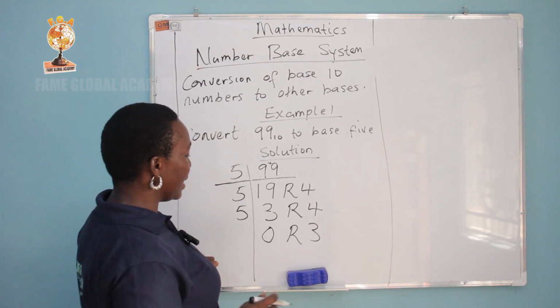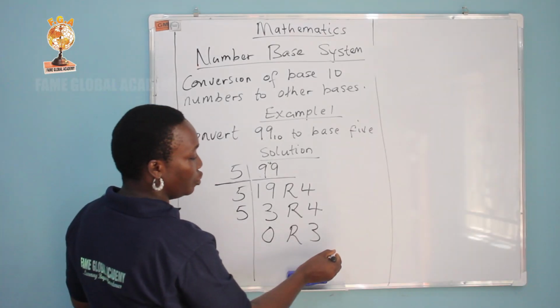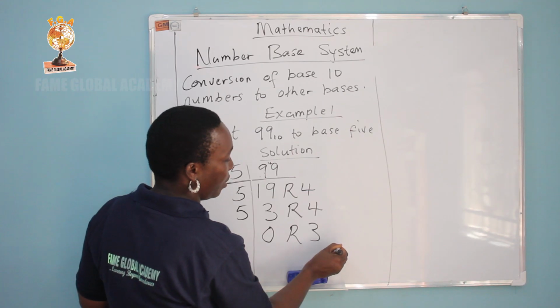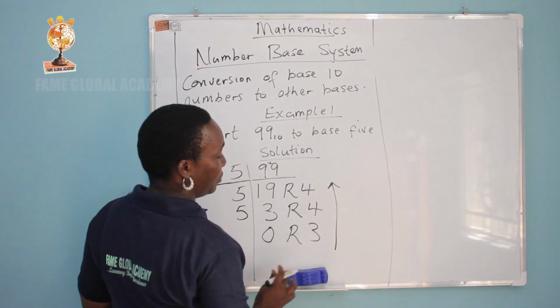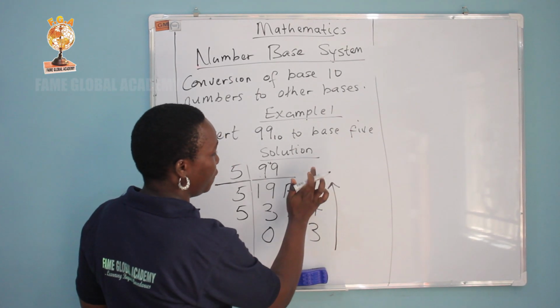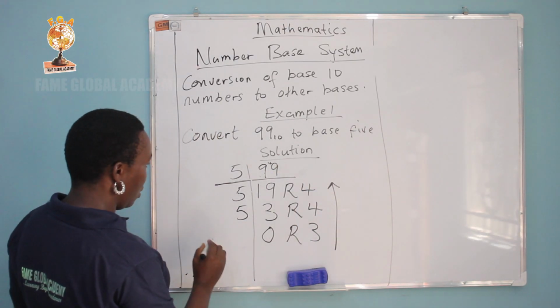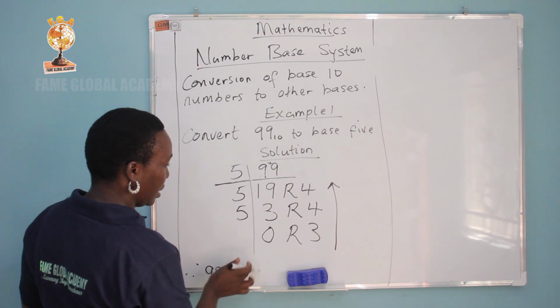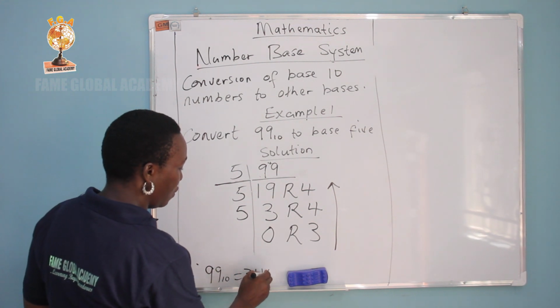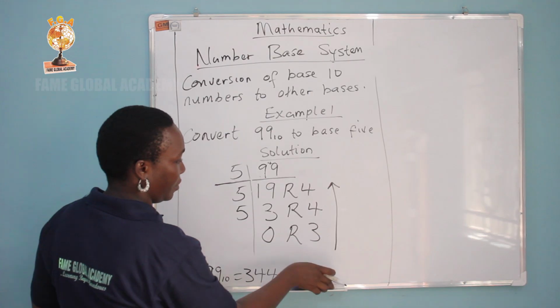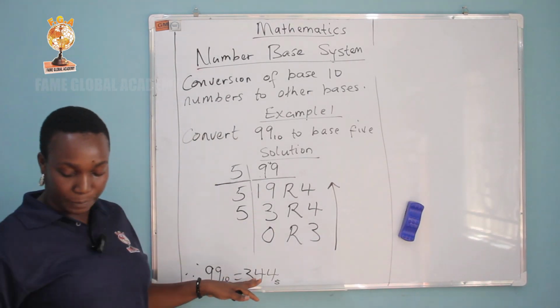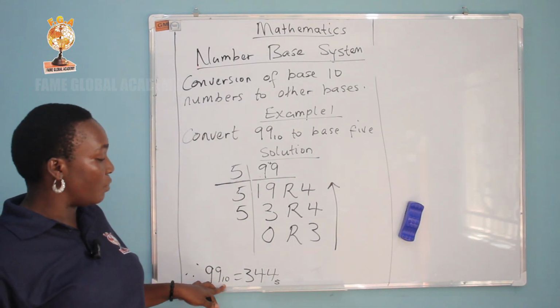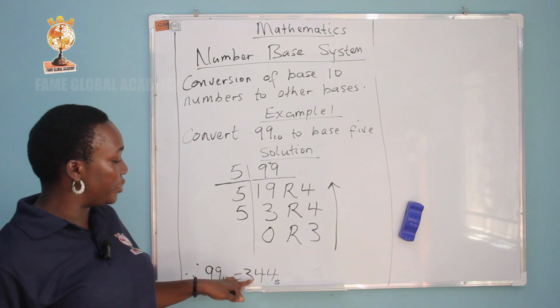So now how do we get our final answer? What you do, you read your answer from down here up. So you put an arrow. Your answer will be 3, 4, 4. So you say, therefore, 99 base 10 is equal to 344 base 5. So this is our answer.